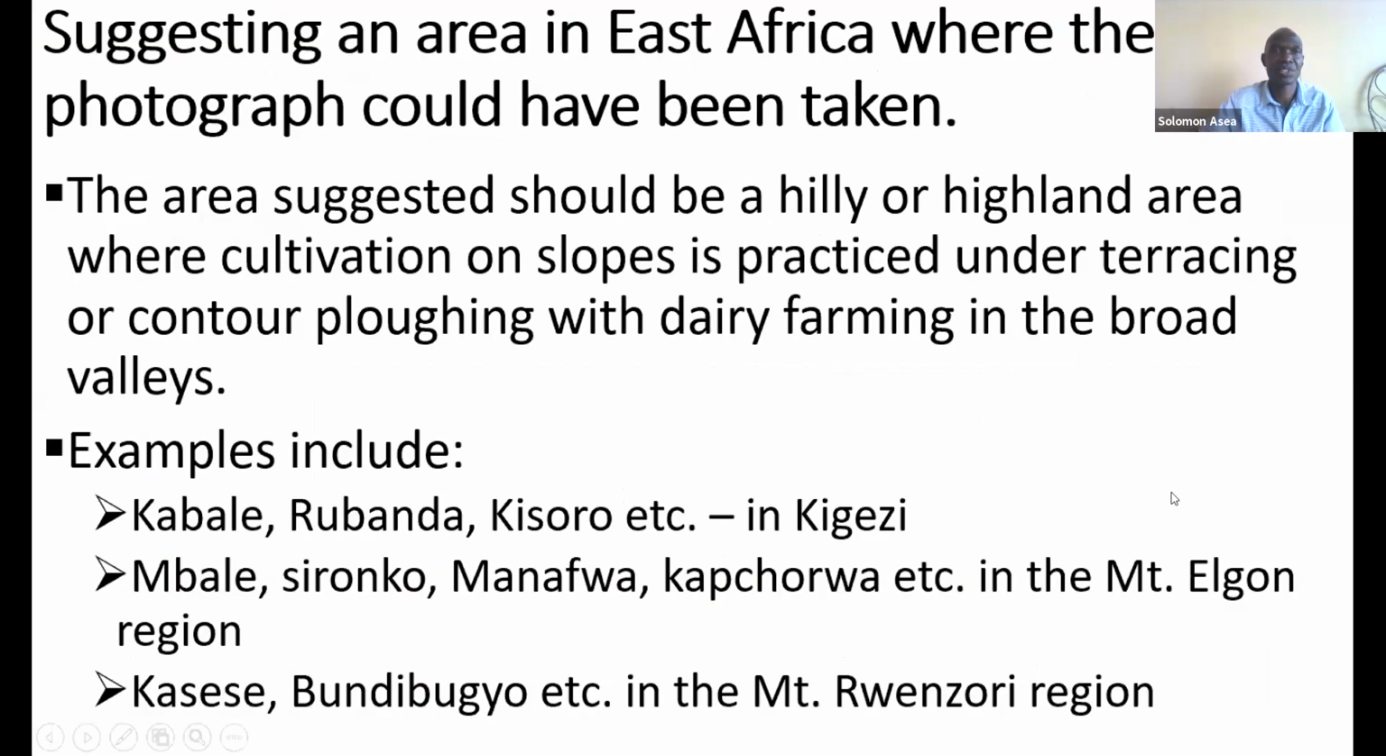This is what we are saying, that suggesting an area in East Africa where the photograph could have been taken, the area suggested should be a hill or highland area, where cultivation on slopes is practiced under terracing or contour plowing with dairy farming in the broad valleys. Examples may include Kabale, Rubanda, Kisoro.